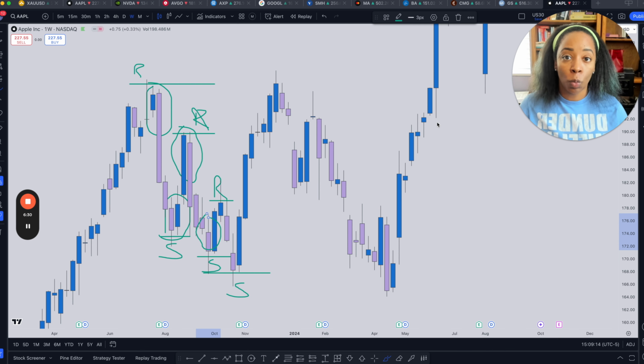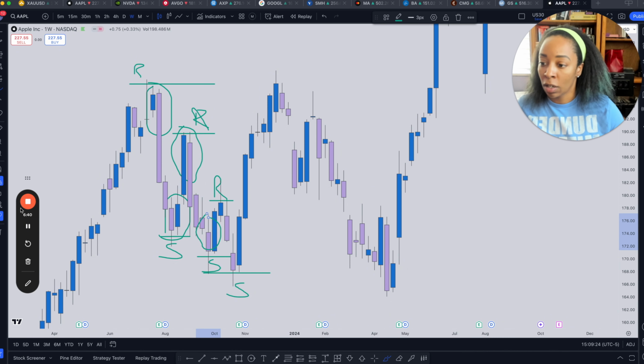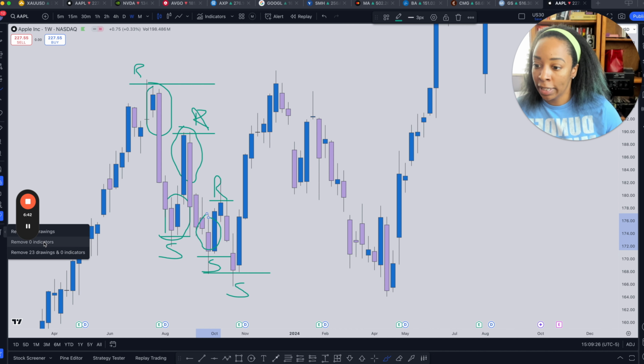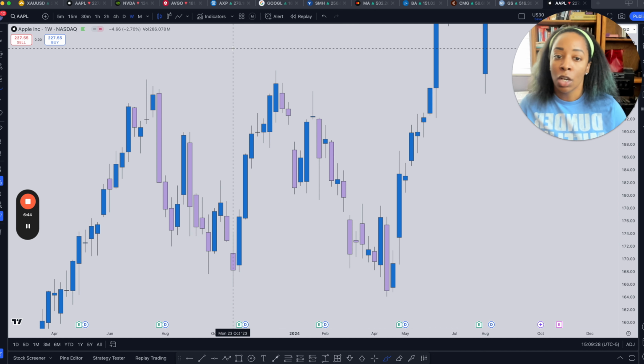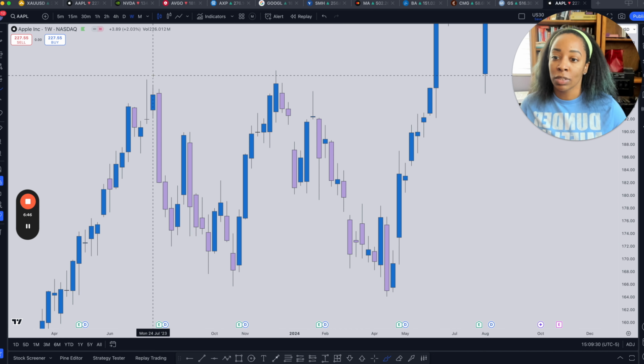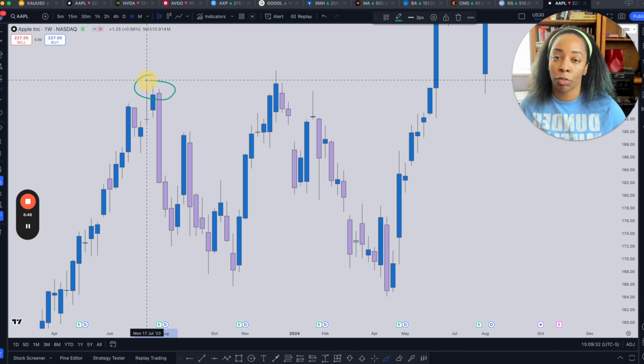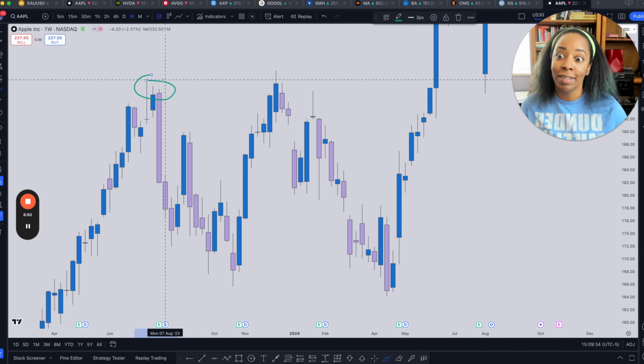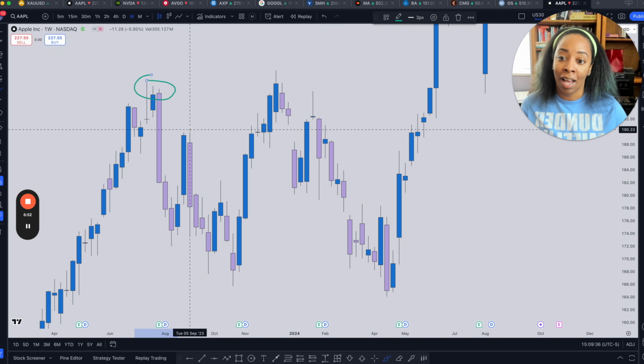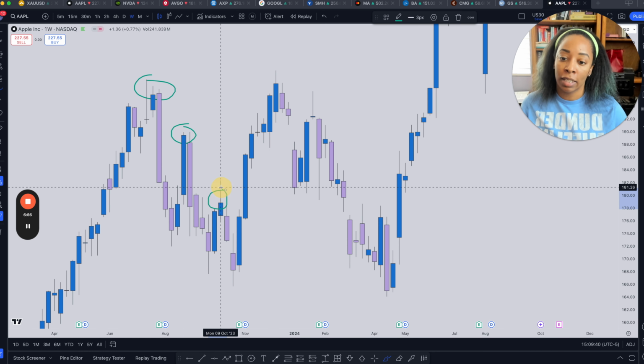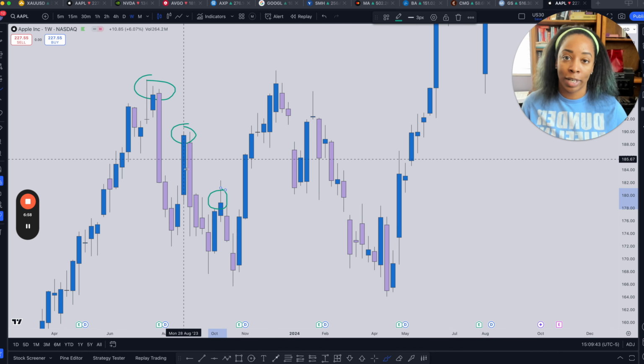One thing you want to pay attention to when you're drawing these resistances and supports is the highs and the lows. So let's make our charts a little cleaner and remove all of these drawings. Highs and lows. We can easily see that the first resistance that we drew was a high. Then the second high was here, and the third high was here, if we're just looking at this range.